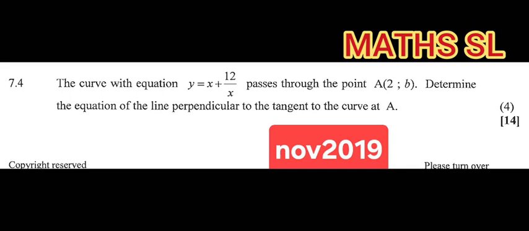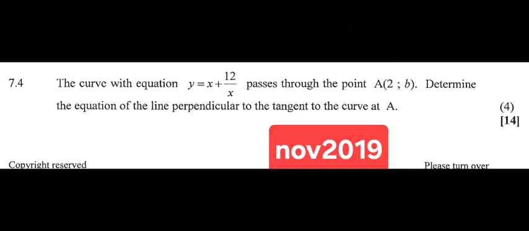This is a very interesting question. The curve with equation passes through the point A, whose coordinates are 2 and b. Determine the equation of the line perpendicular to the tangent to the curve at A. I'll show you how to solve this question.